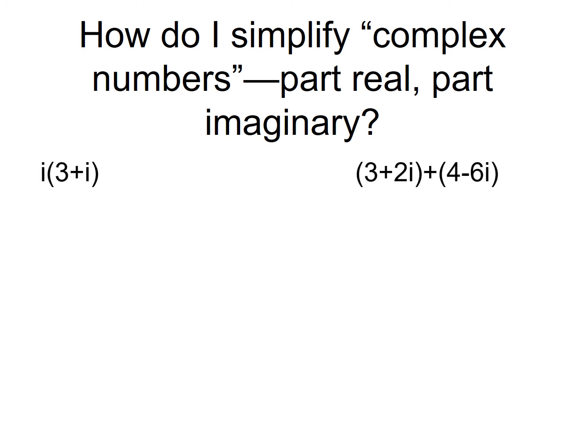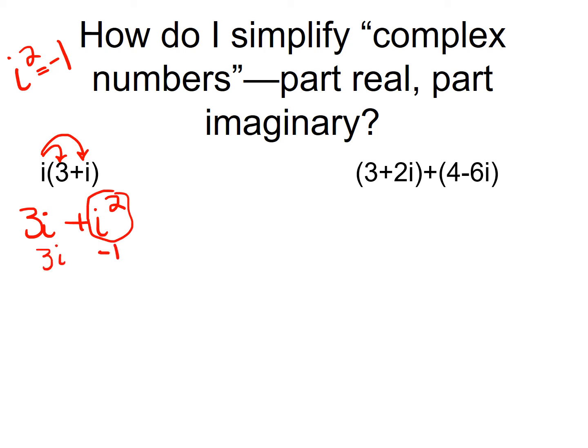This first example is saying i times 3 plus i. So just like you would in Algebra 1 and what we've done in the past, you would distribute the i. So i times 3 is simply 3i. i times i is i squared. If you remember from one of the first slides and notes that we took today, we said i squared is the same thing as -1. So we can replace this i squared with a -1. So we would have 3i minus 1.